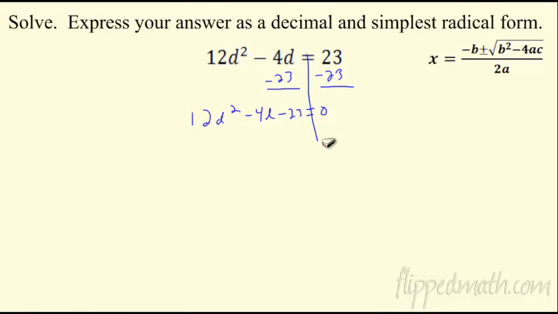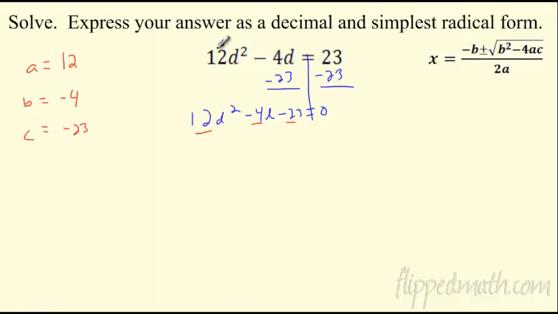So once I set it equal to 0, then I can go ahead and find my a, b, and c. I always write this down. I know it can be a little bit tedious here, but I think it's good form to get into this. So you can see, a is 12, b is negative 4. So there's my 12, there's my 4, and there's my negative 23. And I'm going to go ahead and plug them into this equation over here.